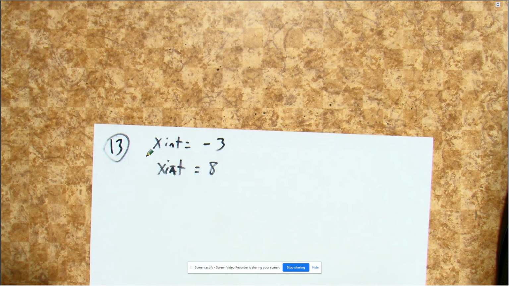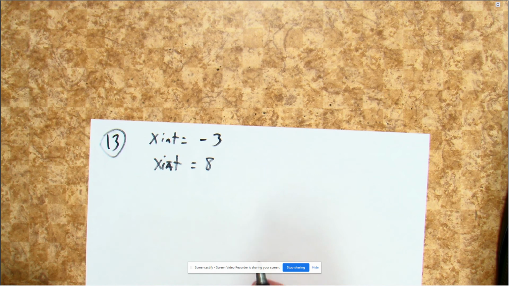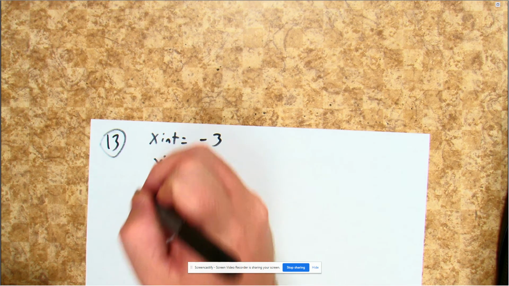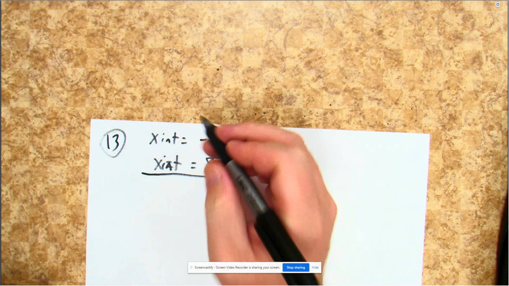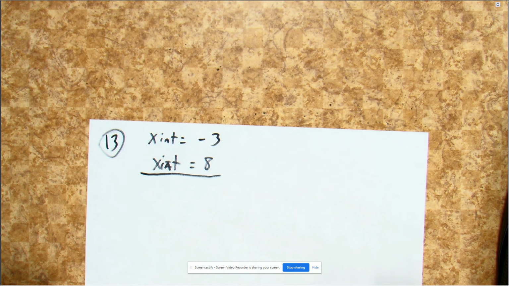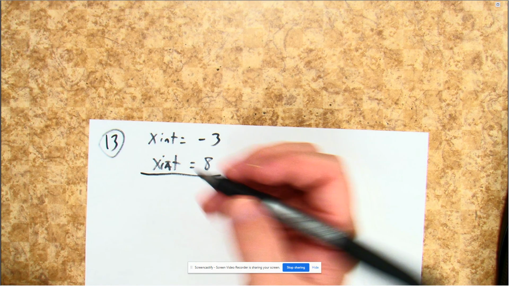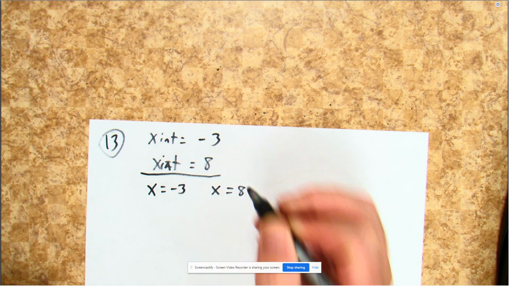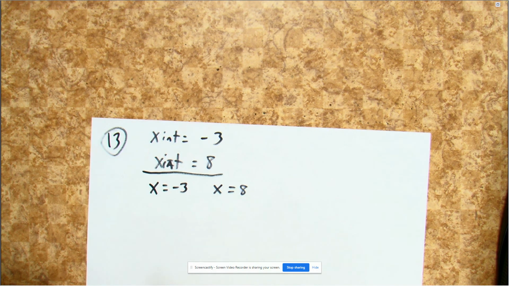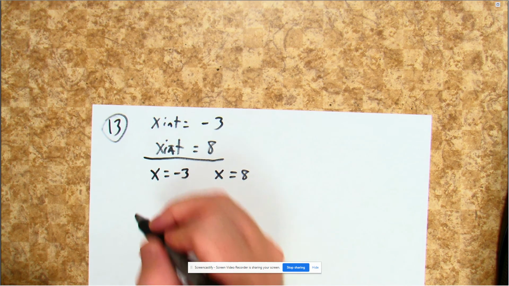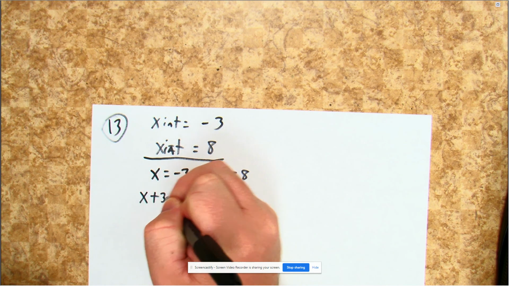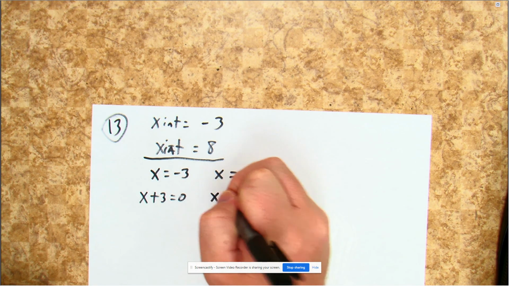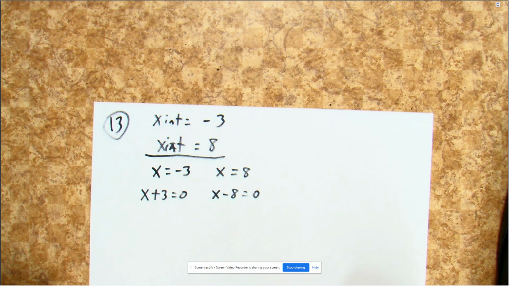Now, for this problem, it's basically working backwards. Assume for a moment x-intercepts are your solutions. X-intercepts are your zeros. X-intercepts are your roots. X equals negative 3. X equals positive 8. Let's work backwards. Literally do the problem backwards. If I were doing the problem backwards, I would solve getting those answers.